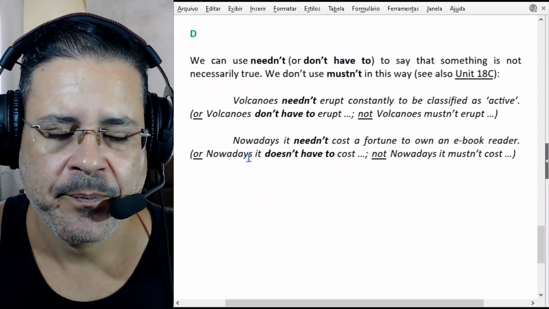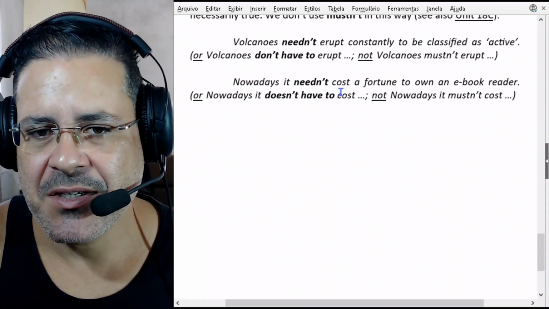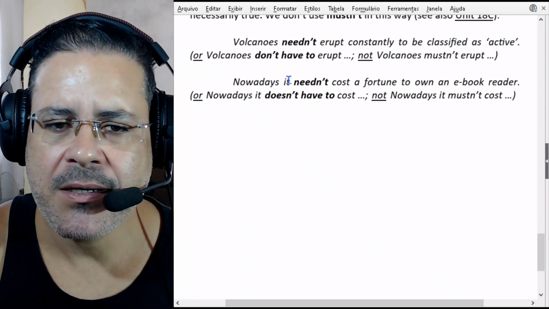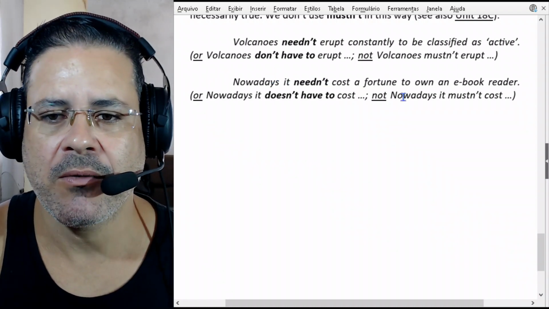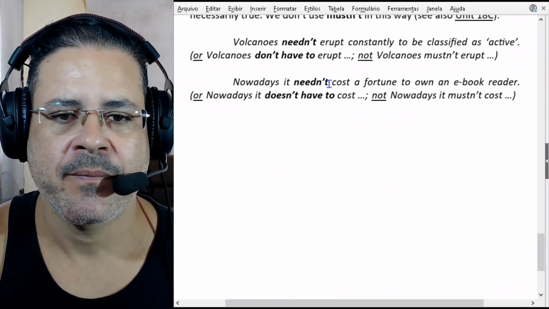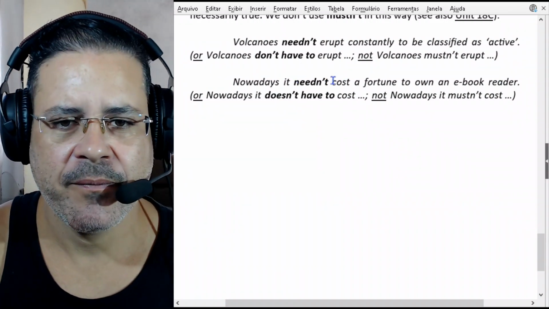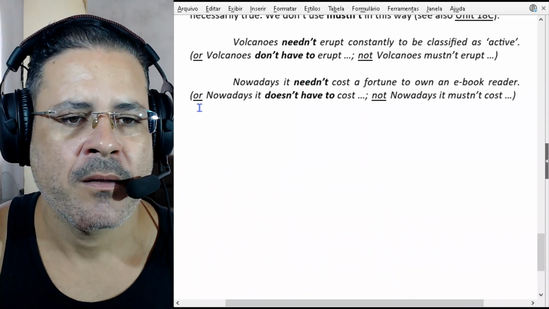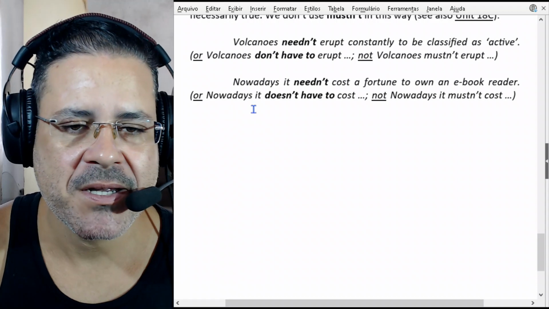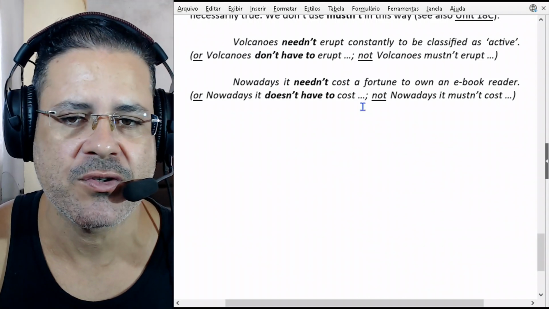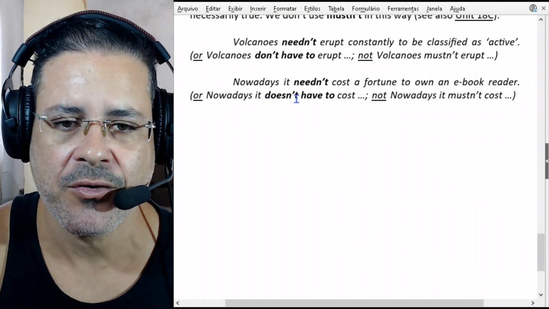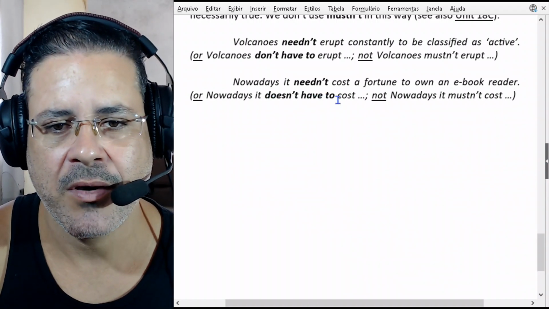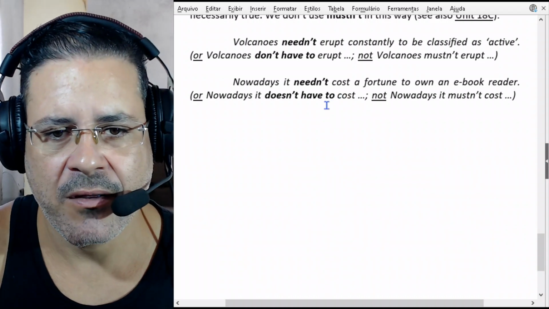Another example, nowadays it needn't cost a fortune to own an e-book reader. Again, needn't, a modal verb followed by a bare infinitive. The verb doesn't change. Or nowadays it doesn't have to cost a fortune to own an e-book reader. This is an ordinary expression with all of its variations and allowing, by the way, the to infinitive after that.